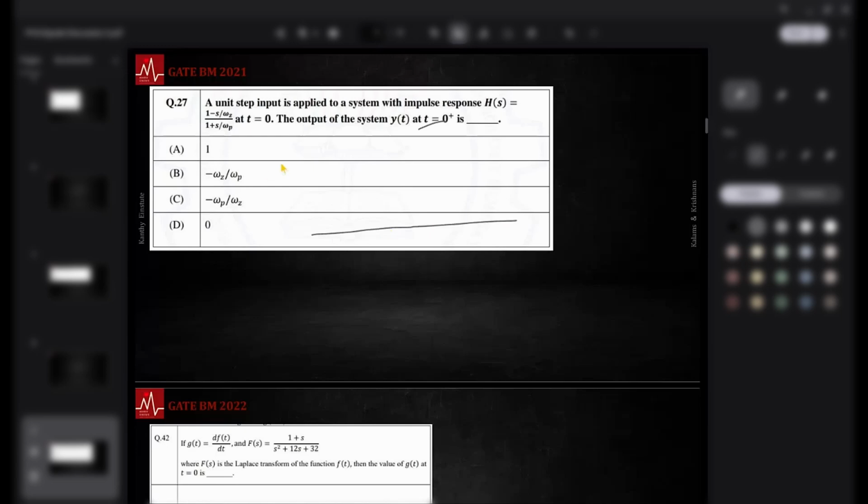Okay, let's say this function. Looking at x of t, x of t can be a spike.